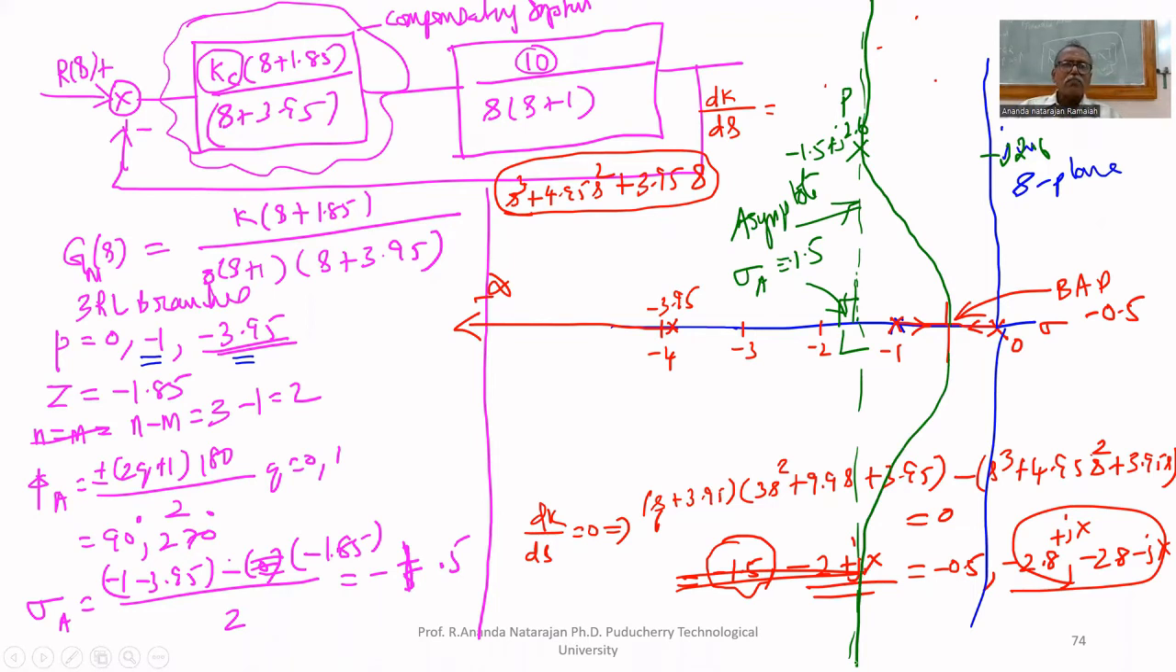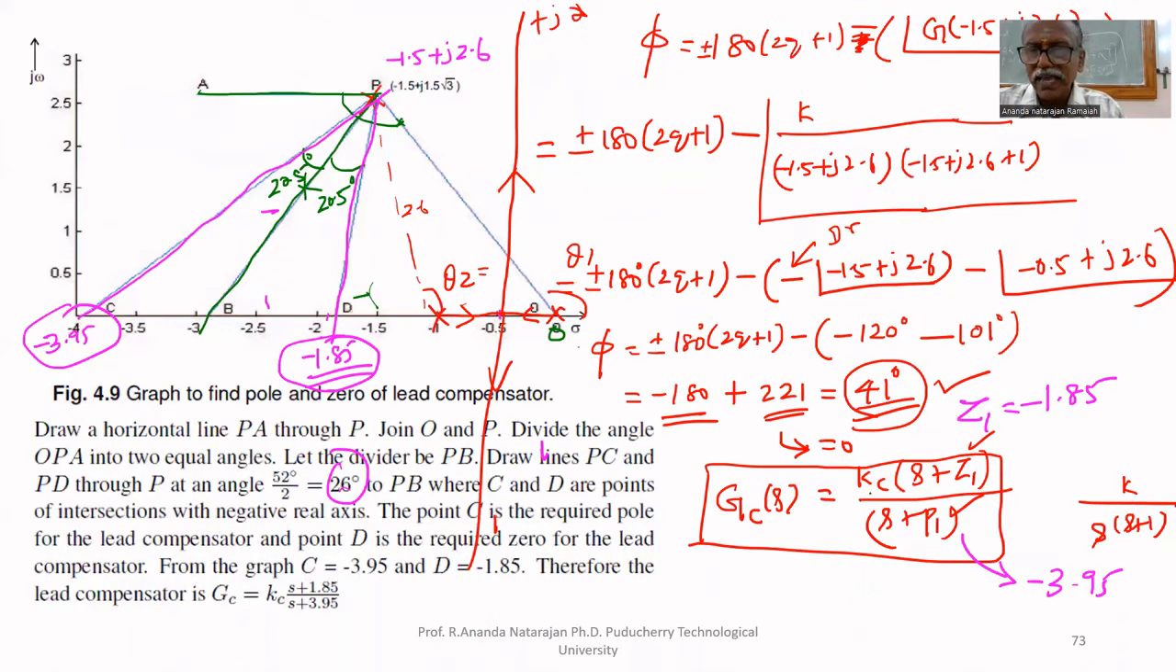So now we modified the root locus so that it is passing through P. Now we have to find the compensator: Kc multiplied by (s plus z1) divided by (s plus p1). Z1 and P1 we found graphically. Only thing is we have to find Kc.